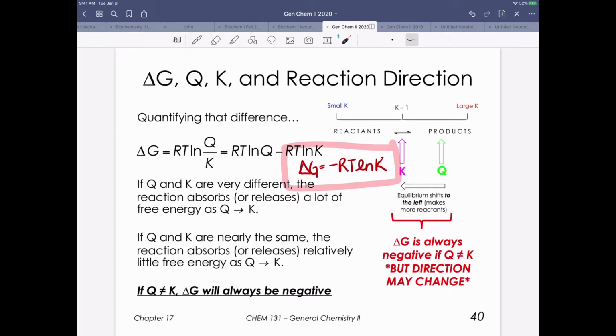So just wrapping up this slide here again, if Q and K are very different, the reaction is either going to absorb or release energy as we allow Q to approach K. And again, if they're nearly the same, we're still going to absorb or release energy to allow Q to become K. But again, there's not going to be a lot of energy. Whereas if we are far away, there's going to be a lot of energy either required or released.